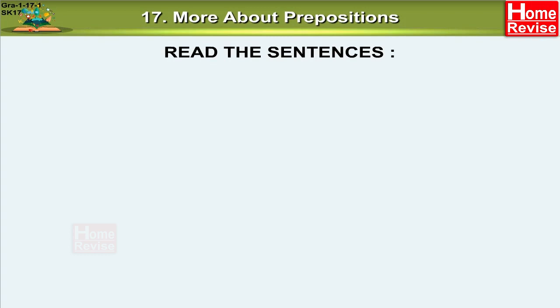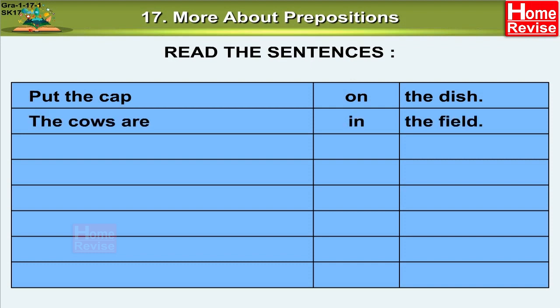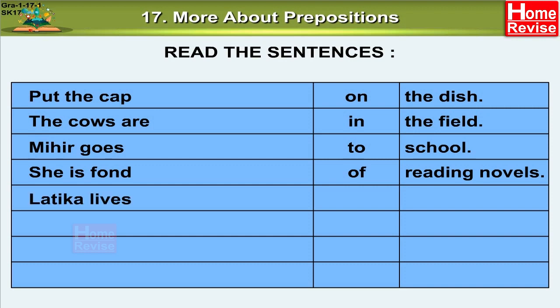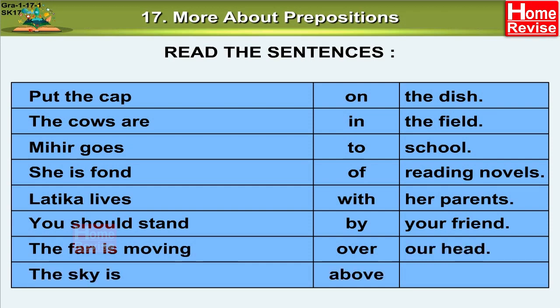Read the sentences. Put the cap on the dish. The cows are in the field. Mihir goes to school. She is fond of reading novels. Latika lives with her parents. You should stand by your friend. The fan is moving over our head. The sky is above our head.